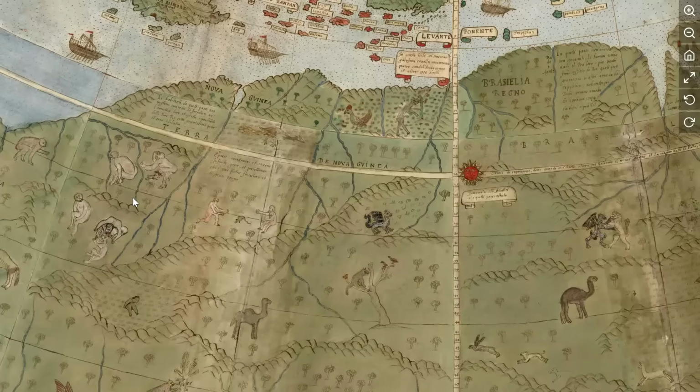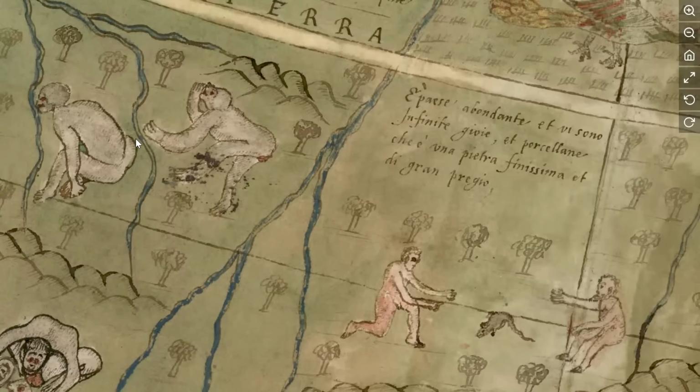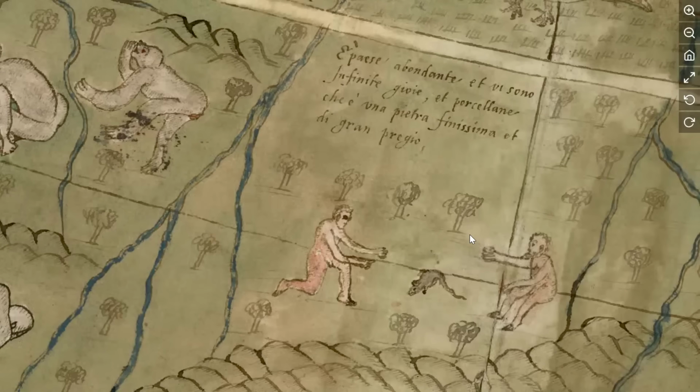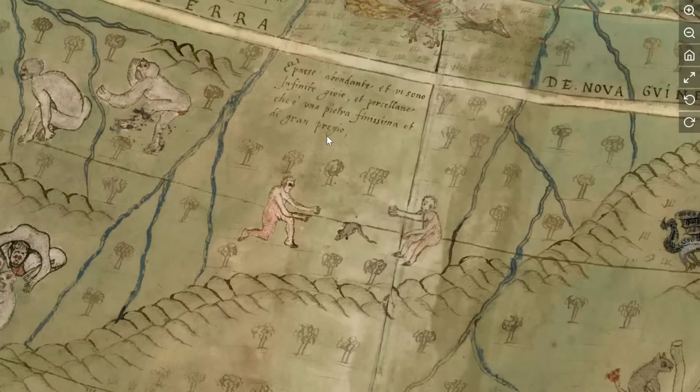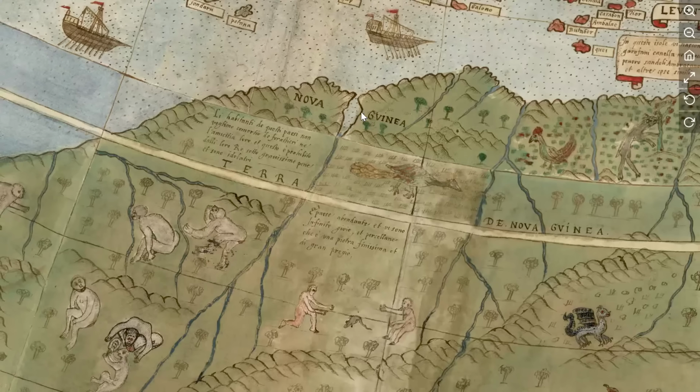And an interesting thing is the people of this land. I don't know if these are people or if they're some kind of primate. We have some people here, but they're drawn light skinned. All right, and it's called New Guinea here. You can see New Guinea is now above Australia.